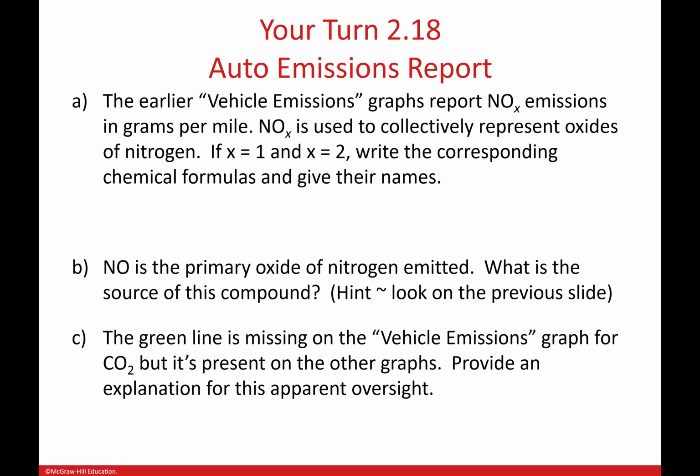And so on the previous slide, how did we get NO formed from N2 and O2? That's B. How did we get NO from just regular gases in the atmosphere? Providing heat, yep, at high temperatures. Exactly, high temperatures for B. And for C, the reason that for CO2 there's no green line is that CO2 in and of itself is not a toxin.